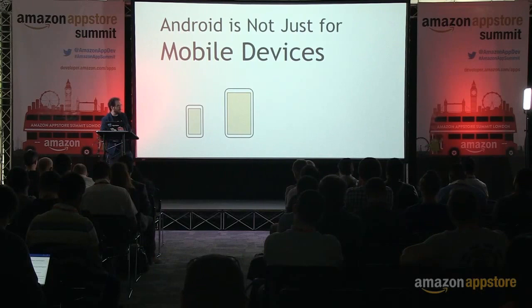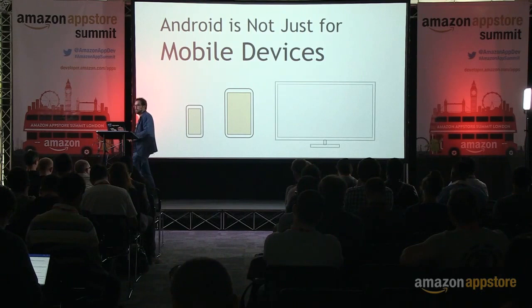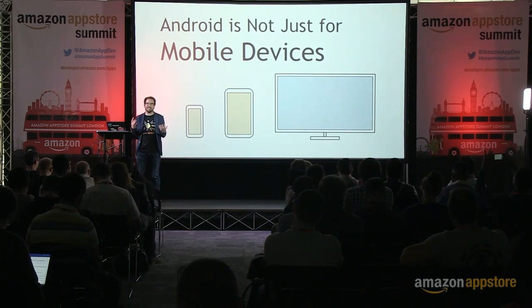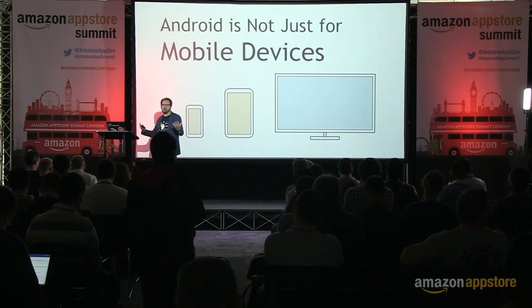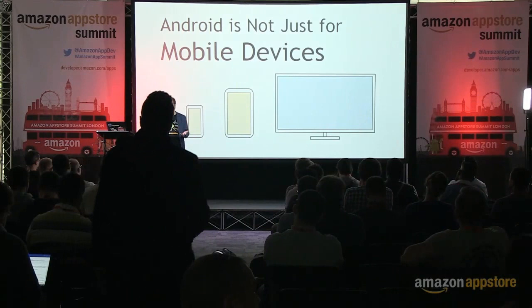But then, more recently, in the last few years, a new revolution came in again, which has been TV. So Android scaled to maybe the least mobile device ever, the TV. The great thing for Android developers like us is that we can leverage all the knowledge that we have as developers and apply these techniques on new platforms like TV as well. Why am I talking about Android?